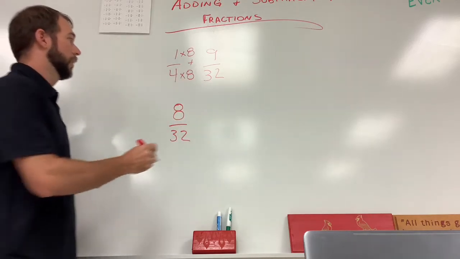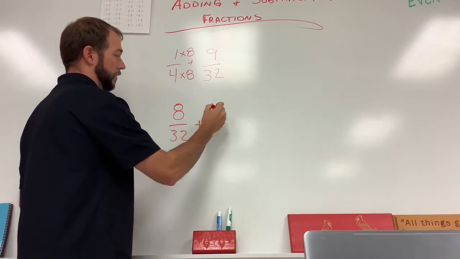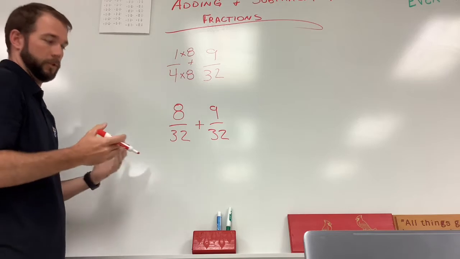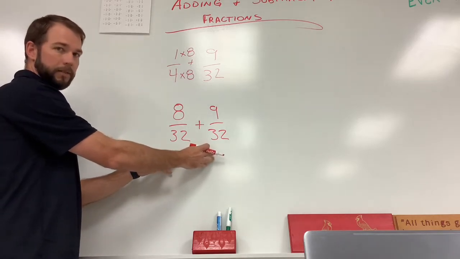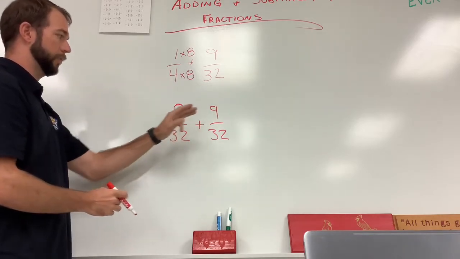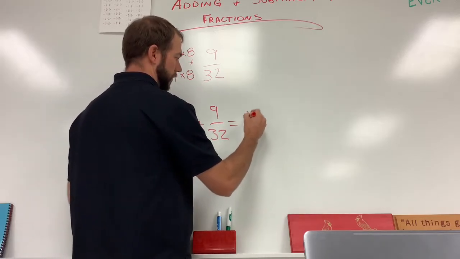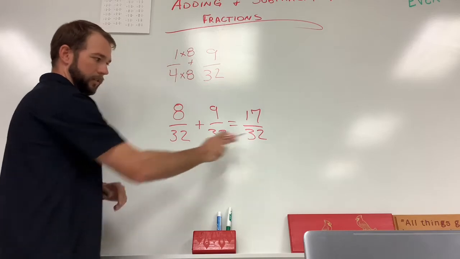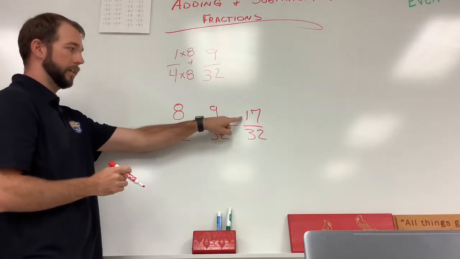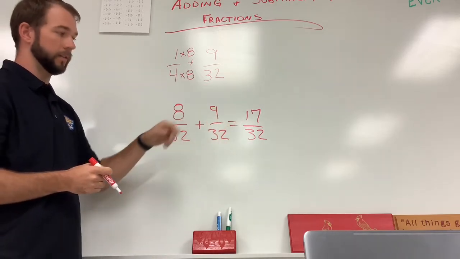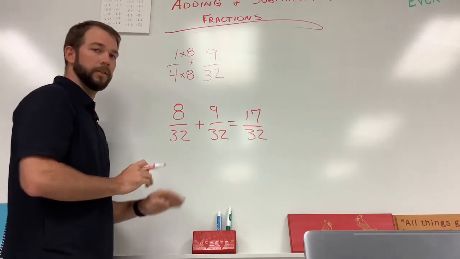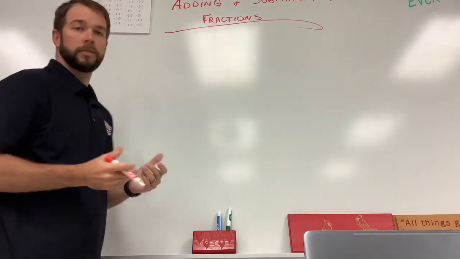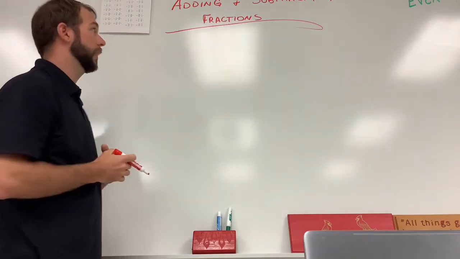Okay? Now we're going to add our 9 over 32 to that. So our next step, since our bottom numbers are the same, we just add straight across. 8 plus 9 gives us 17 over 32 because the bottom number stays the same. Now we ask, is the top number odd? In this case it is, and the bottom number is even. We are done. That's all we got to do. So that's adding fractions. Now let's subtract some fractions.